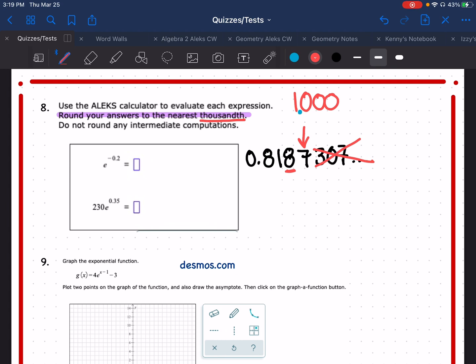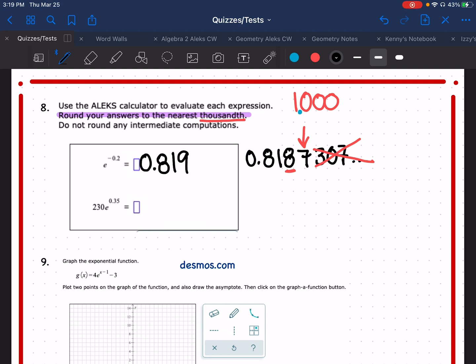So the rule says 5 or more, add 1 more. 4 or less, let it rest. 7 is greater than 5, so I'm going to go ahead and add 1 more. 0.819 is what I'm going to go ahead and say.